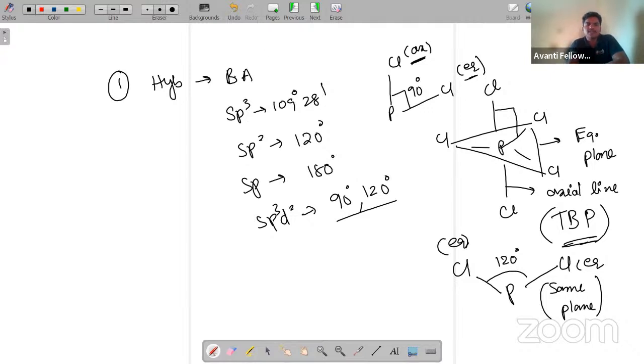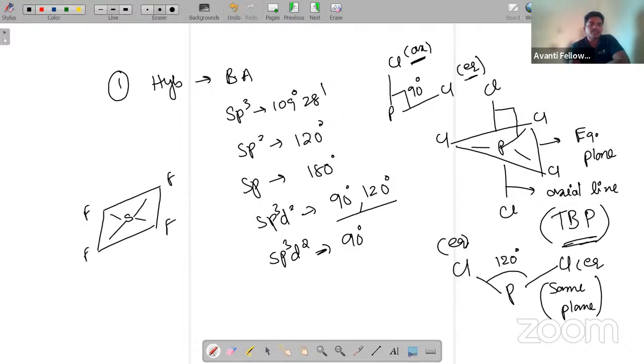Next one is sp3d2. So for sp3d2, the bond angle is simply 90 degrees. How will it be 90 degrees? Let's suppose I am drawing SF6, with fluorine, which will form an octahedron. One fluorine on the top, another fluorine on the bottom. So if you see here, the bond angle between these 2 atoms.